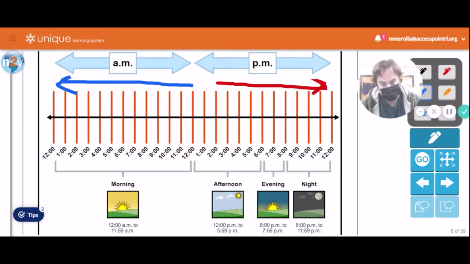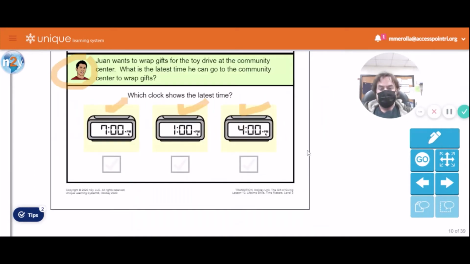Okay, let's see what's going on for Juan. All right, let's see. He wants to go to the community center to wrap gifts for the toy drive. What's the latest he can go? Is it latest in the afternoon? Is it 4 p.m.? 7 p.m.? Is it 1 p.m.? What's the furthest over to the right? Okay. We go the furthest over, it's 7 p.m. All right. So what's the latest one can go to the community center? 7 p.m.